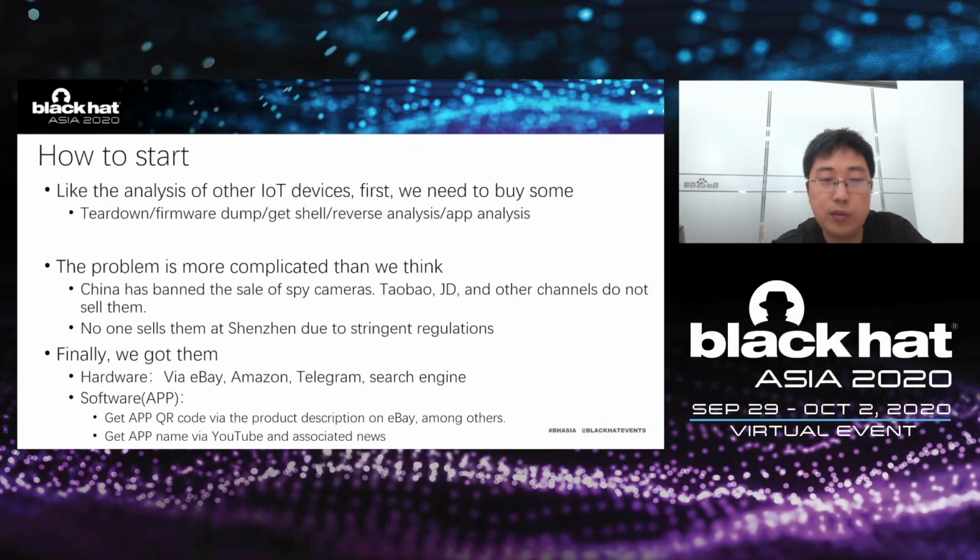So how do we go about trying to find them? Well, first we needed to have a look at some spy cameras ourselves. China has banned the sale of spy cameras. Chinese online retailers like Taobao and Jingdong don't sell them. Eventually, we managed to get our hands on some using eBay, Amazon, and other sellers we found using search engines.